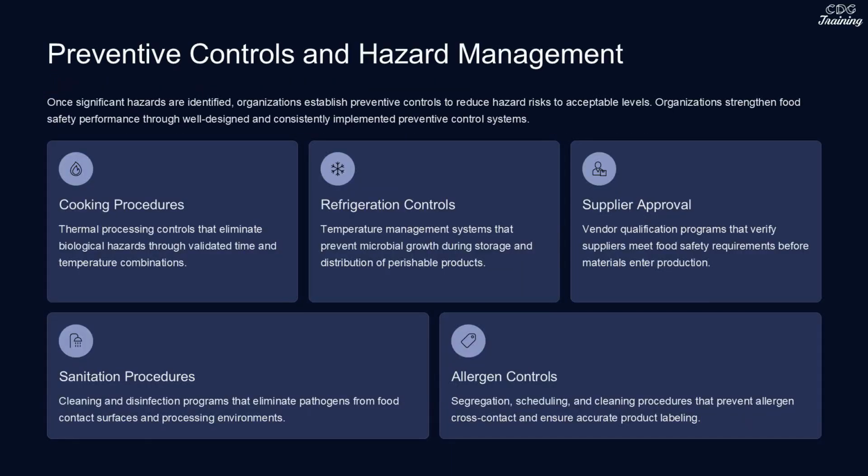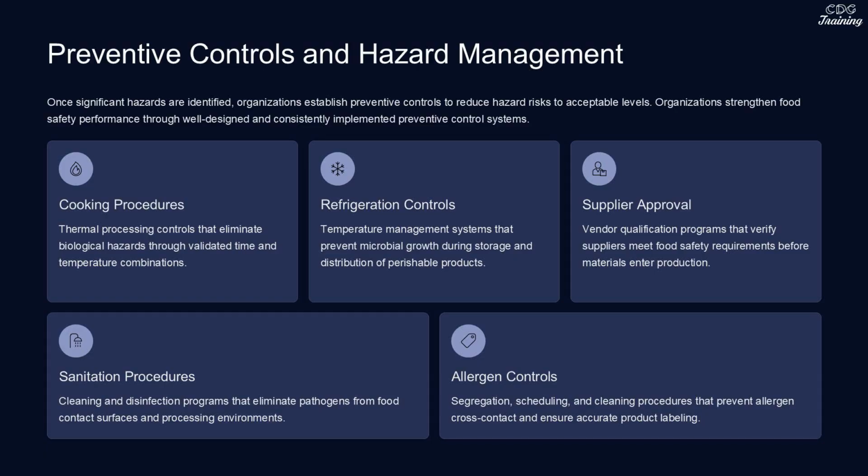Once significant hazards are identified, organizations establish preventive controls to reduce hazard risks to acceptable levels. Organizations strengthen food safety performance through well-designed and consistently implemented preventive control systems. Thermal processing controls that eliminate biological hazards through validated time and temperature parameters. Refrigeration controls that prevent microbial growth during storage and distribution of perishable products.